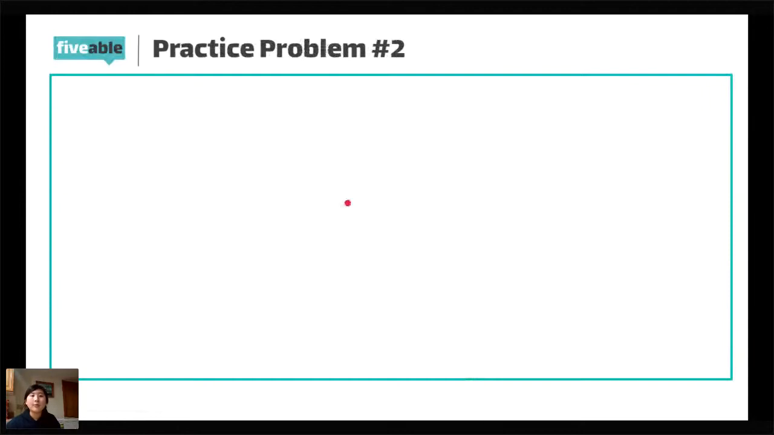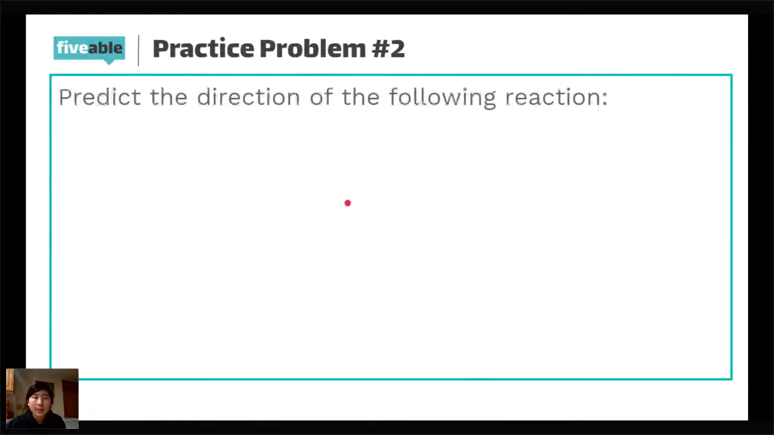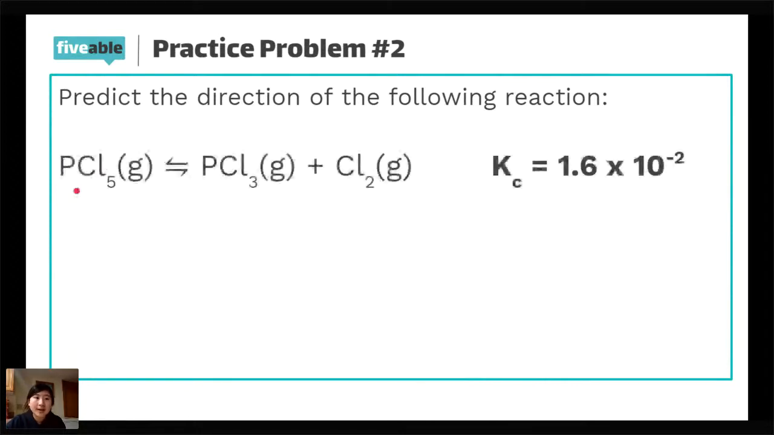All right, so now we're going to move on to a practice problem. This one's really fun. What we're going to do is predict the direction of the following reaction. So we have PCl5 as a gas, interchanged with PCl3 gas plus Cl2 gas. Okay, so you have to ignore what I just said about gases.